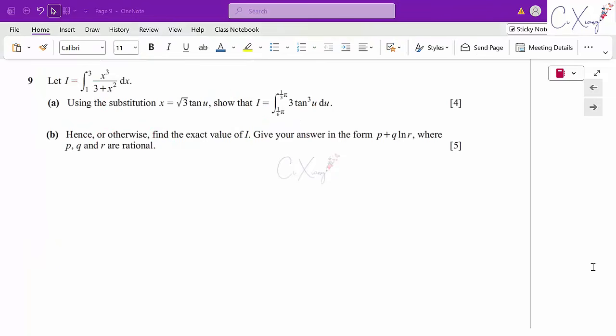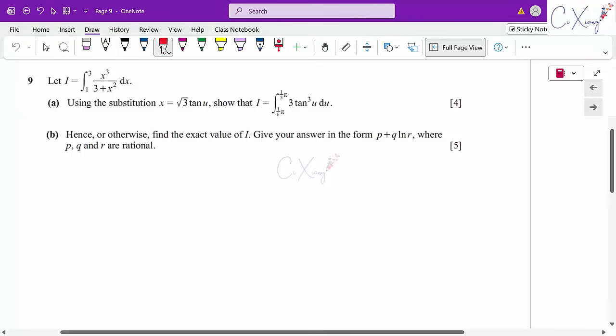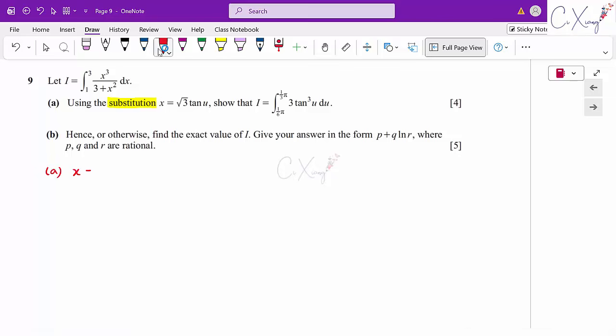All right, so we are now at question number 9. We are given this integral, then using the substitution x equals sec 3 tangent u, show that it can be written as this expression. The hint is very clear here because they are asking us to use the substitution. So first, let us start with the substitution equation that they give us: x equals sec 3 tangent u.